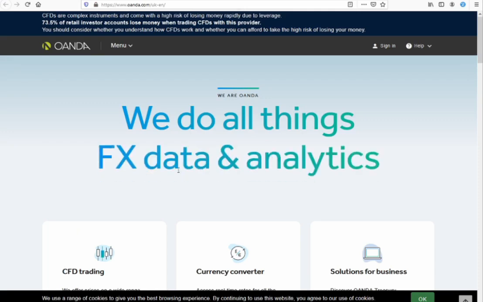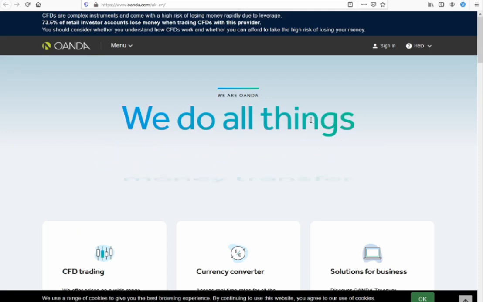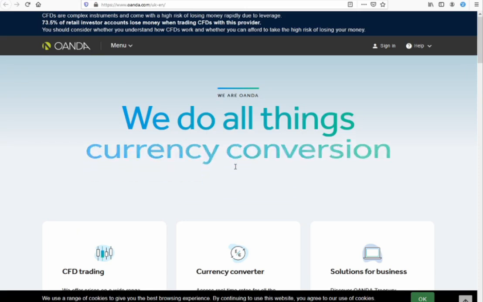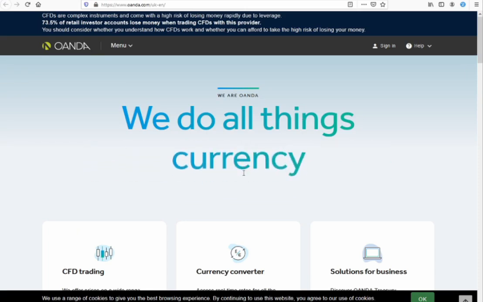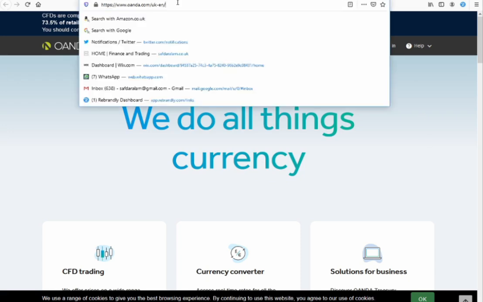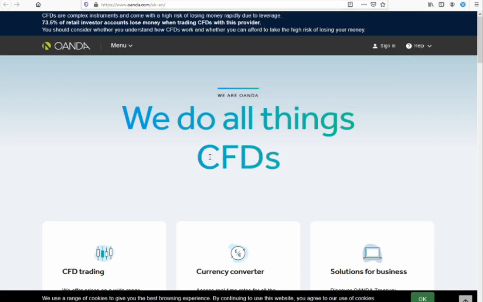So here you go. Did you... This is revolving, right? But did you see it started off? So we do all things CFD. So it should come back to CFD. Why is it not? Let me reload it. There you go. We do all things CFDs.